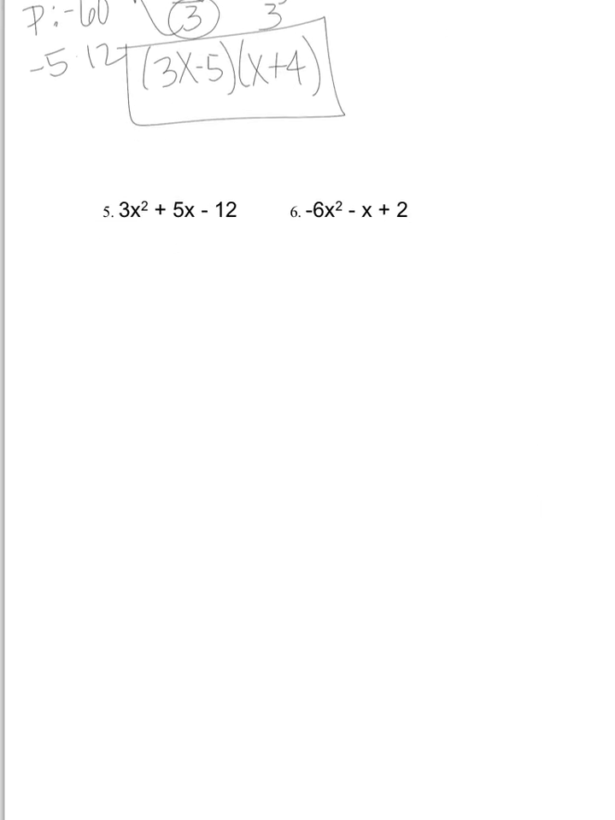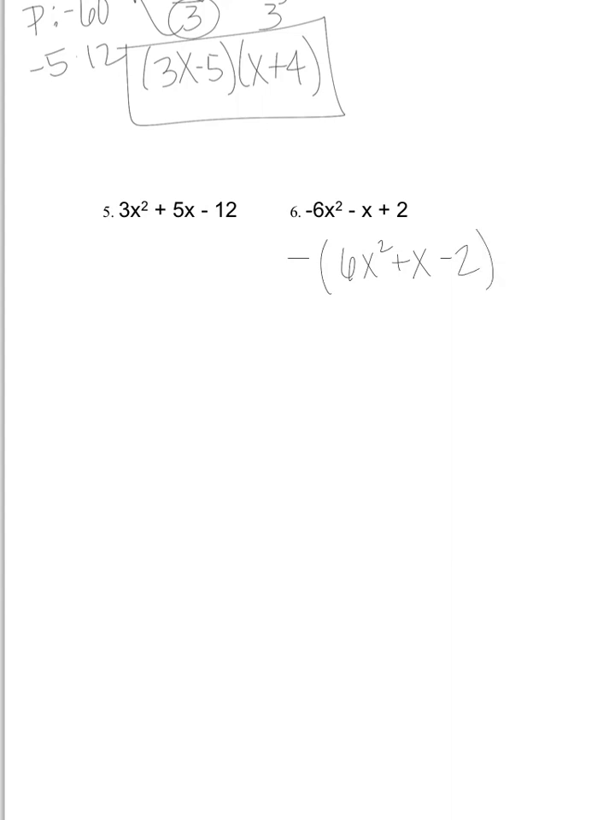Notice on number 6 that the very first term is negative. When you're factoring, you always want it to be a positive. Notice they don't have anything common, but we are going to take a negative out because we want the first term to be positive. So when I'm dividing each one by negative 1, it's just changing the sign of each term. So you'll have 6x squared plus x minus 2 inside your parentheses.